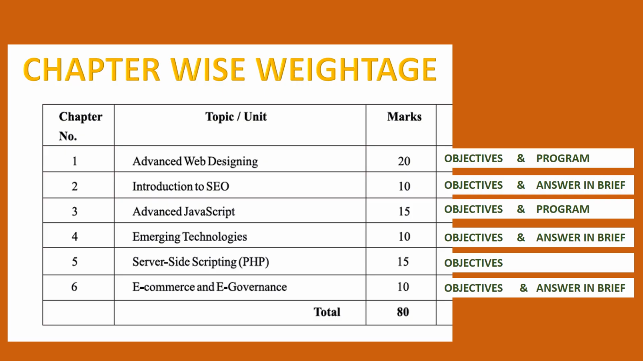IT paper is for 100 marks, 20 marks for practical and 80 marks for the online theory paper. There are 6 chapters and an allotted weightage you can see on the screen. Objectives will be asked from all the chapters.